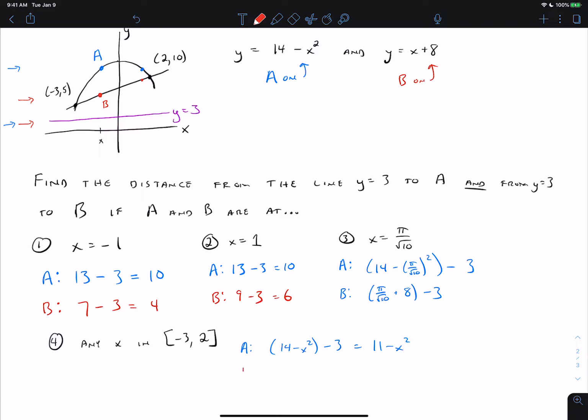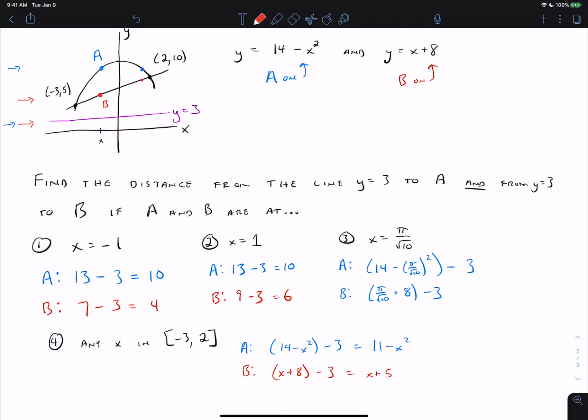And we'll fix it for this one and put point B. The top y is the y on the slanted line, x plus 8. The bottom y is 3, and so we get x plus 5. And again, it's the order of the subtraction and how you come up with what you're subtracting that's the most important here.